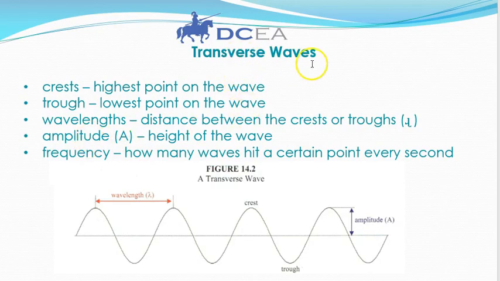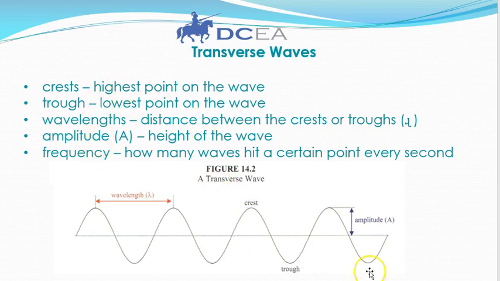Let's talk about transverse waves. The picture here from your text shows a transverse wave. This is if you were looking at a side view of the wave. And we have crests, which is the highest point on the wave. Then we have troughs, which is the lowest point on the wave. And then we have wavelengths, and wavelengths are the distance between the crests or between the troughs. So this is the actual length between the high points or the low points.